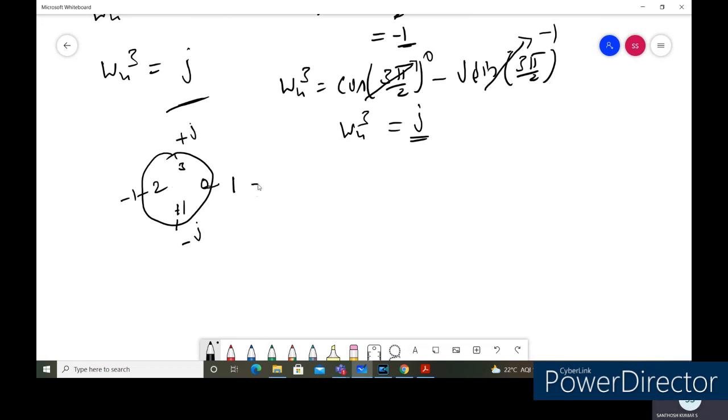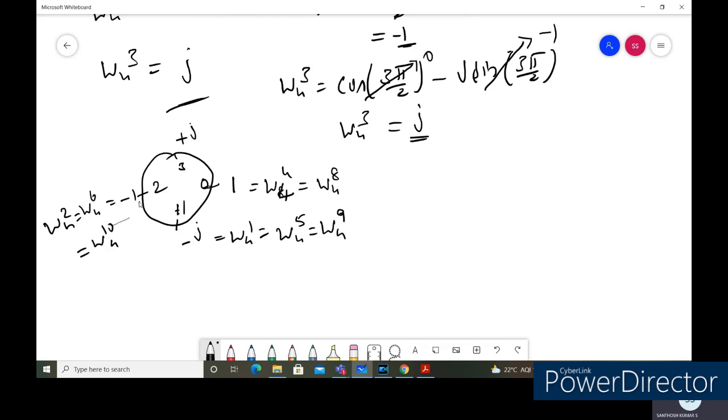Even omega 4 to the power of 4 is equal to the same value, and omega 4 to the power of 8 is also the same value. Omega 4 to the power of 1 is also equal to omega 4 to the power of 5, and if you add 4 again, it is the same. Similarly, omega 4 to the power of 2 is equal to omega 4 to the power of 6, and also equal to omega 4 to the power of 10.